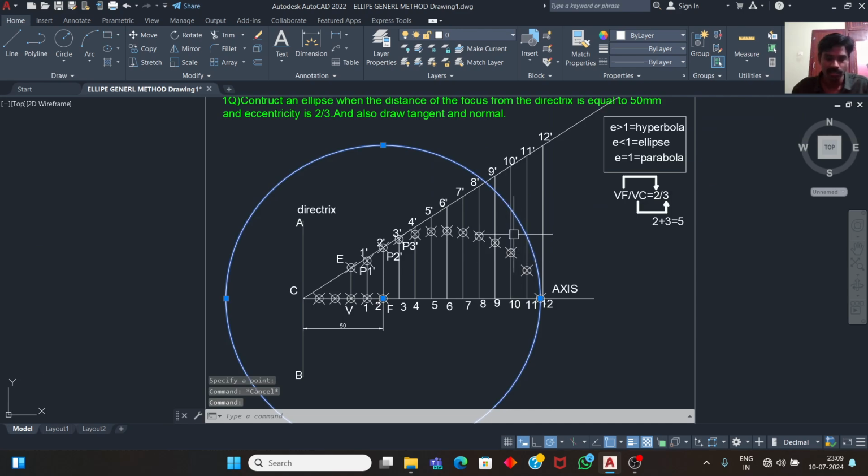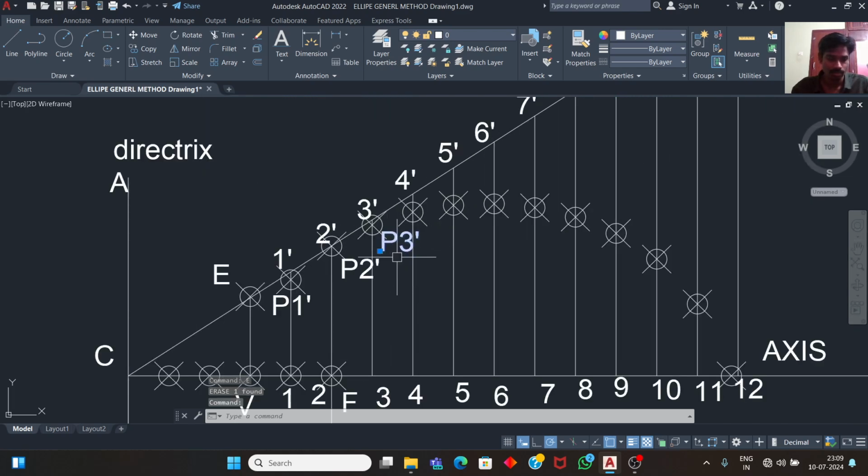So delete this circle. We don't want this circle. Erase it. So copy and paste it here.